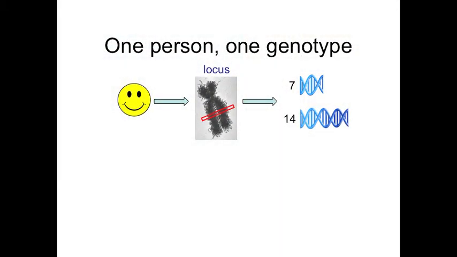Okay, so with ordinary DNA evidence, you have one person. The smiley face represents a person. And that person has maybe a trillion or more cells that have nuclei in them. Each nucleus has 23 pairs of chromosomes, one inherited, each copy from each parent.